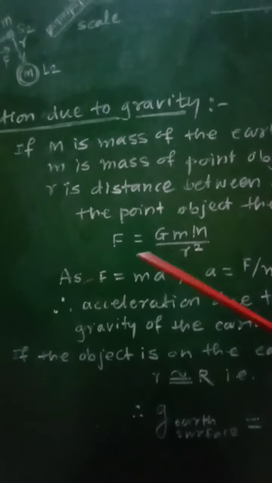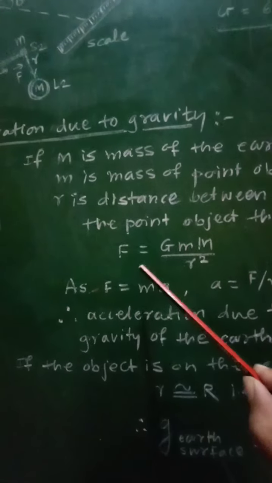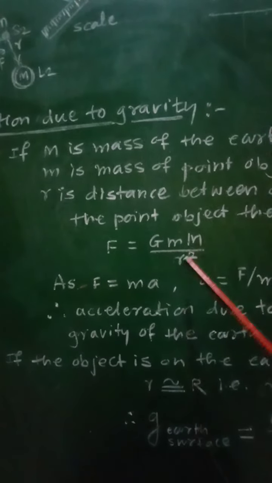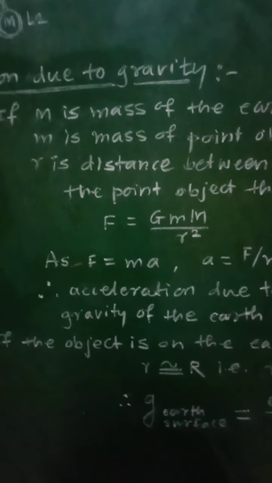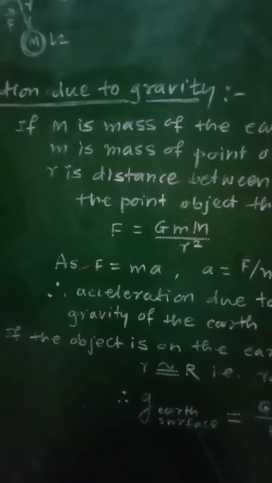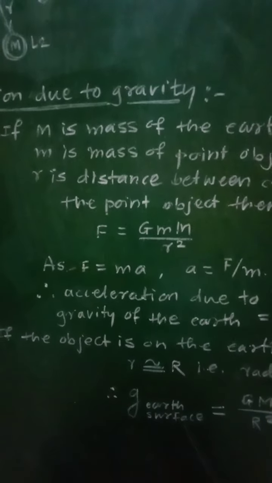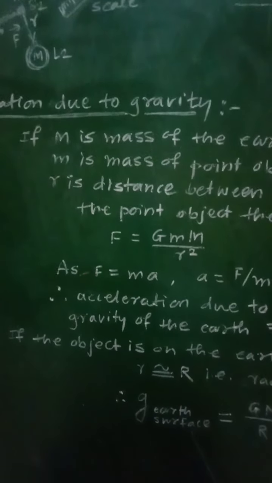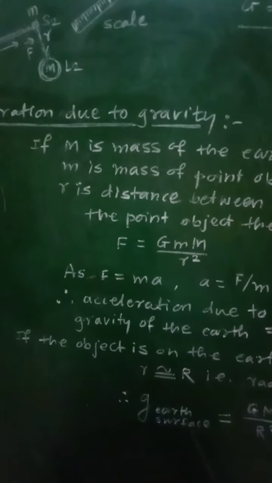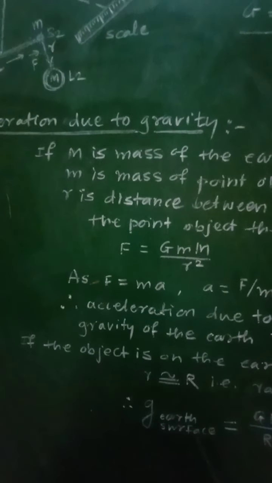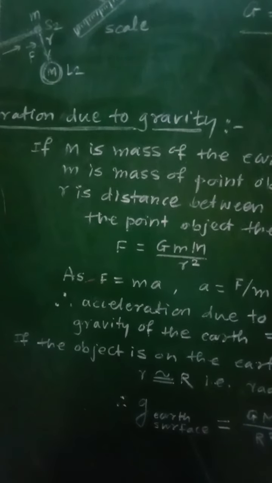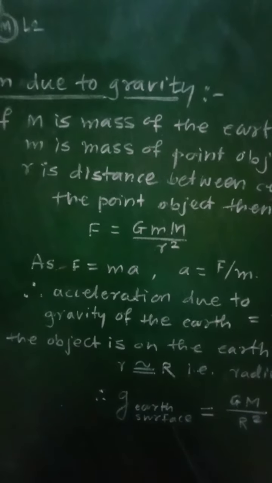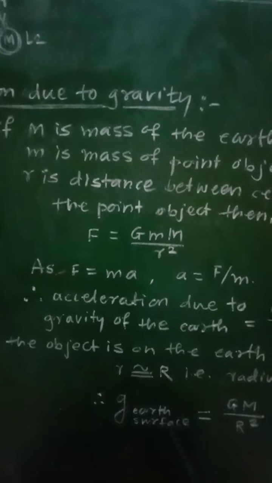If it is so, then according to the formula for the gravitational force, F is equal to GMm upon r square. Now if the point object is not acted upon by any other force, it will be accelerated towards the center of the earth under the action of this force.